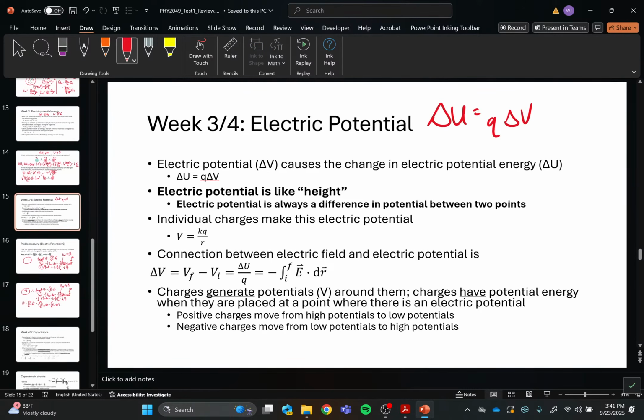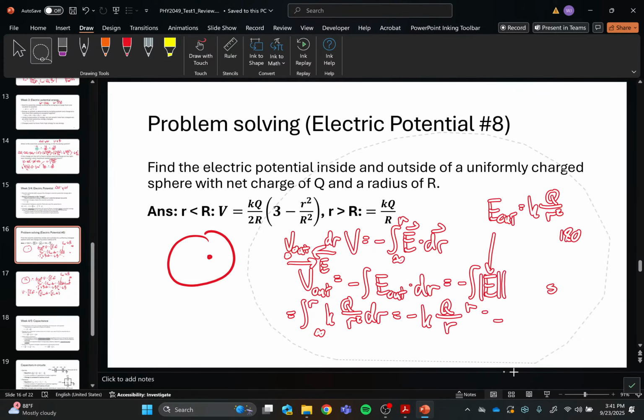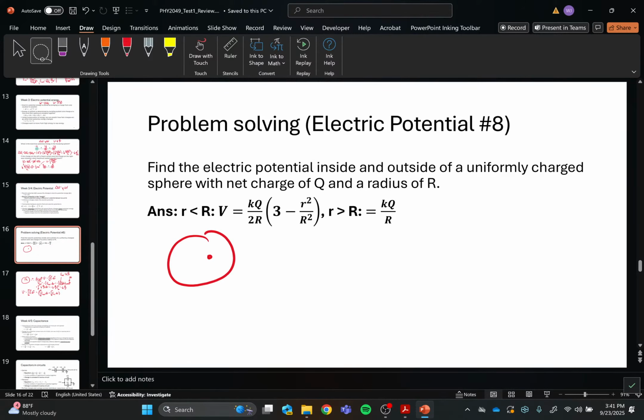All right, so this is the problem I wanted to work on. This is the one we actually already started. Look, there's a bunch of work and it's going to be gone. My question to you all is, I got a sphere. It's the same one we worked on before. And it says find the electric potential inside and outside of a uniformly charged sphere with a net charge of Q and a radius of R.